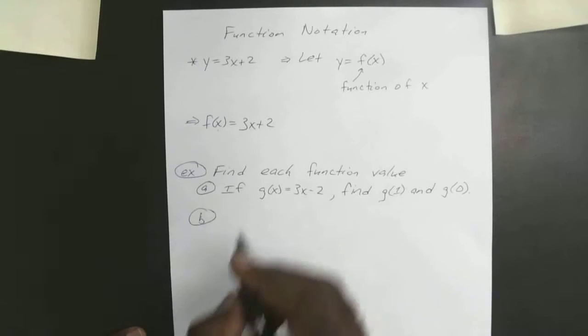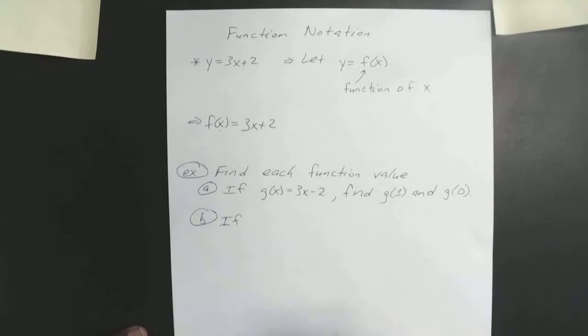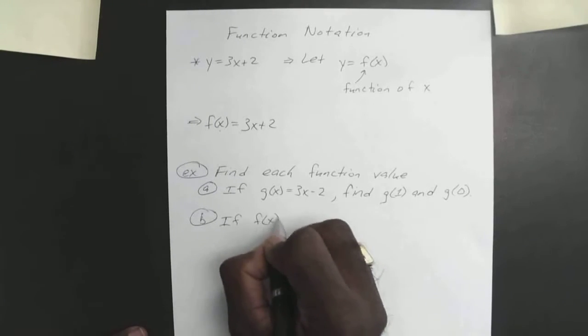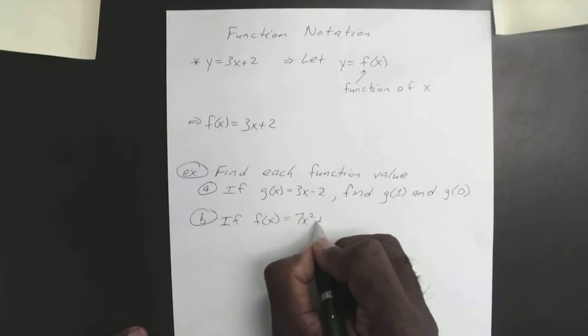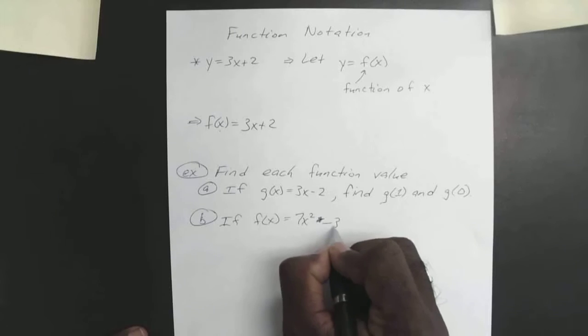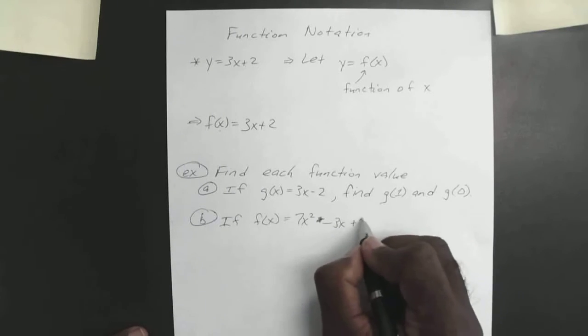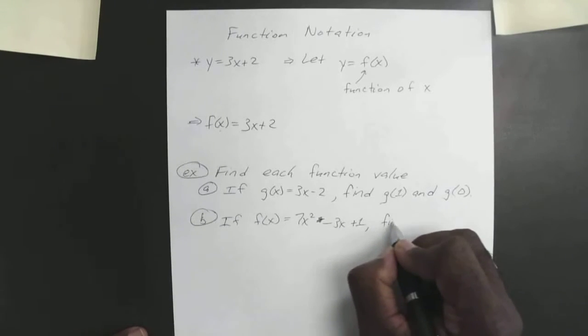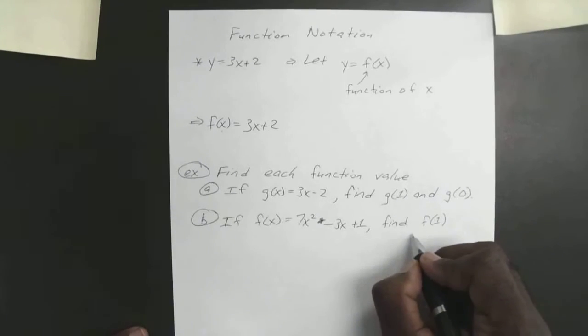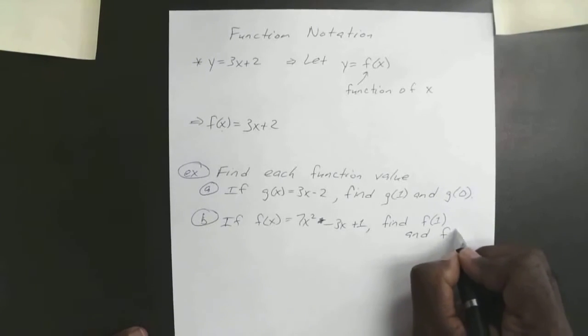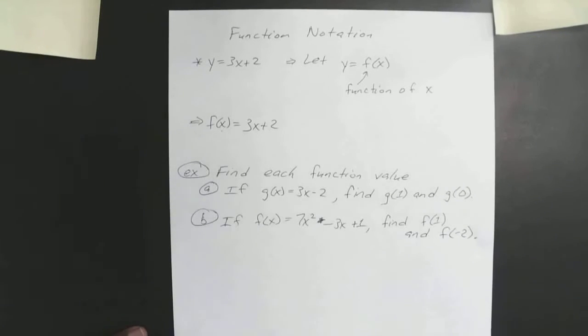Okay, so for b, if f of x equals 7x squared minus 3x plus 1, find f of 1 and f of negative 2.